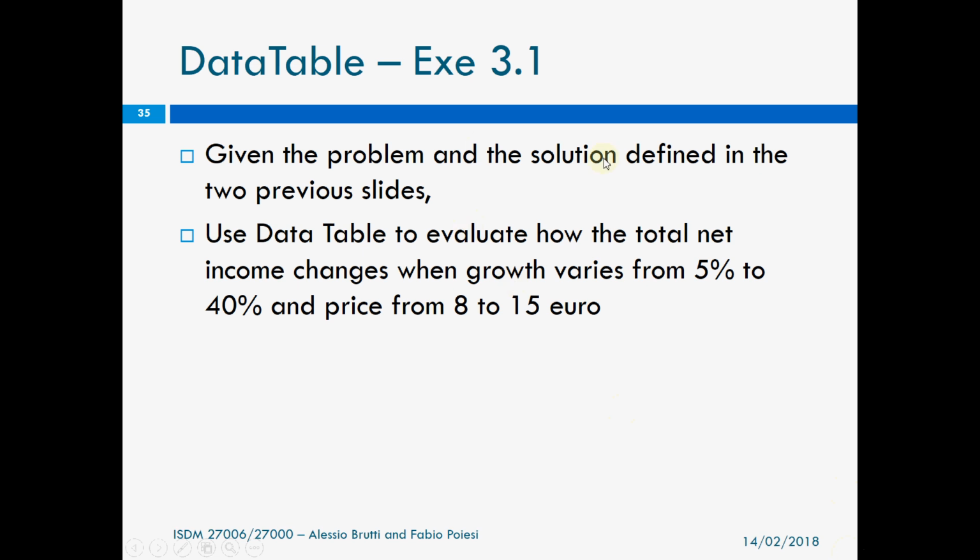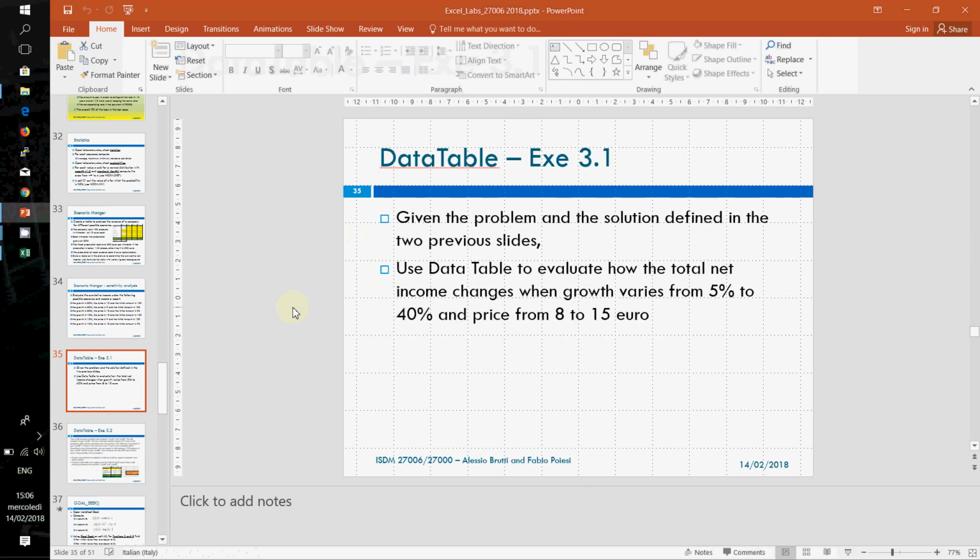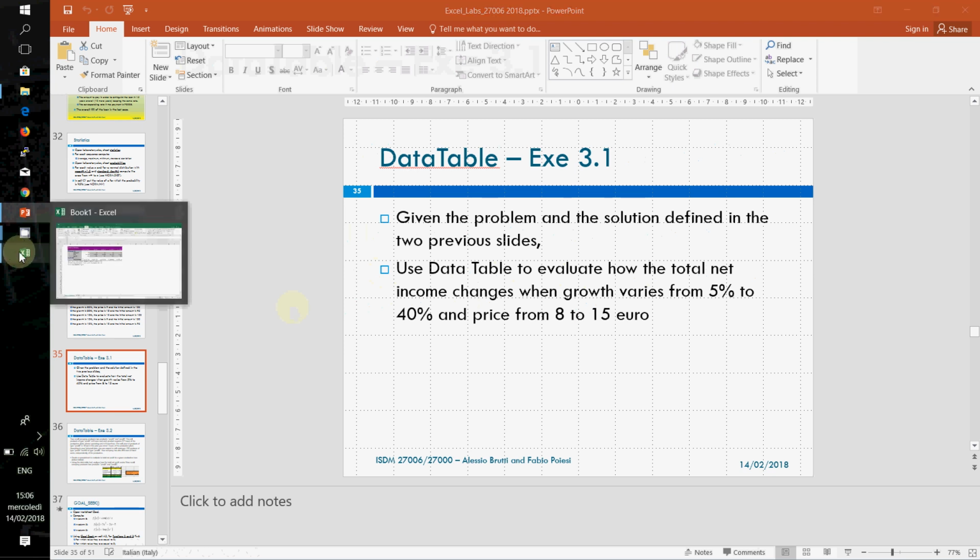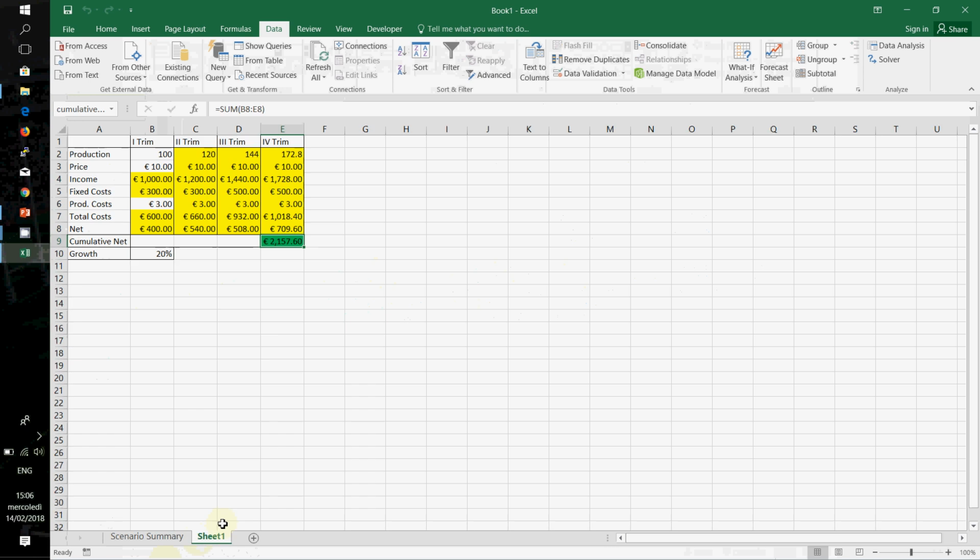Given the problem from the previous exercise and the previous slides, we want to use a data table to evaluate how the total net income changes when growth varies from 5 to 40% and price from 8 to 15. Okay, so let's go back to our Excel document, sheet 1, where we have the solution.